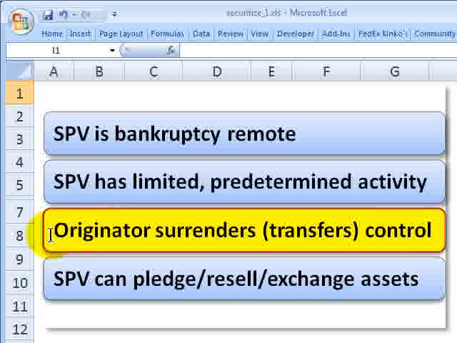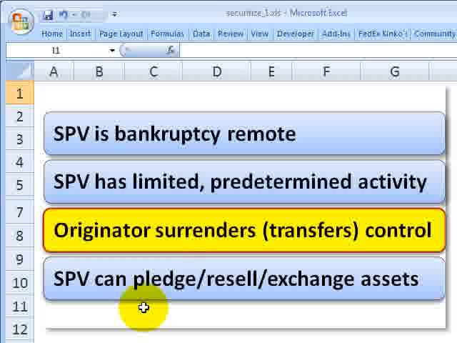The third, and the criteria that really captures the essence of FAS 140 and the true sale criteria, is that the originator surrenders control or transfers control to the third party, again the special purpose vehicle. It is the surrender of control that captures the essence of the clean break criteria and allows the originator to not consolidate the assets, to remove them from the balance sheet. Fourth, the special purpose entity or vehicle retains the right to pledge, resell, or exchange the assets. And hopefully you can see this is closely related to the idea that the originator has surrendered this control.